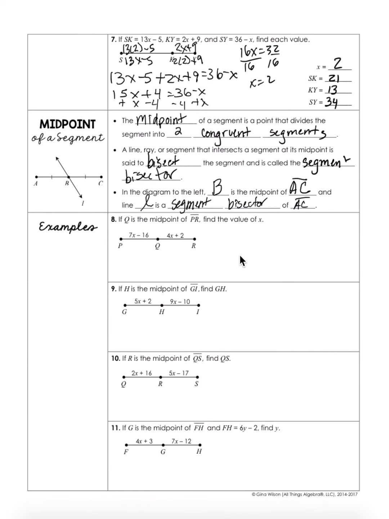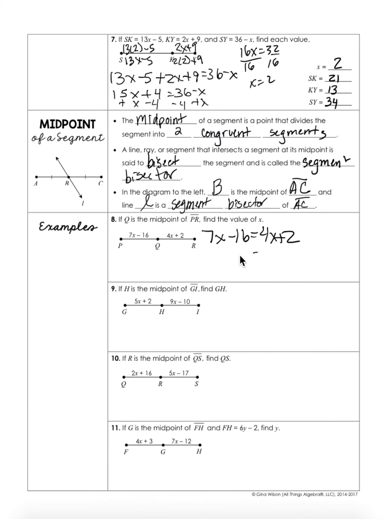Here in number 8, it says that Q is the midpoint. So that means that PQ and QR have to be the same. So I'm going to set that up. 7x minus 16 equals 4x plus 2. Do you see how important the vocabulary is? If you don't know what the word midpoint is, you can't create your equation to solve.